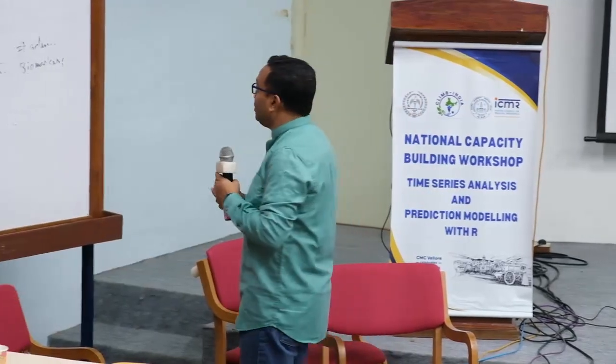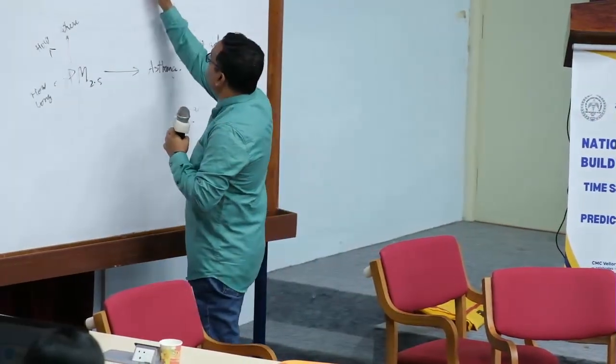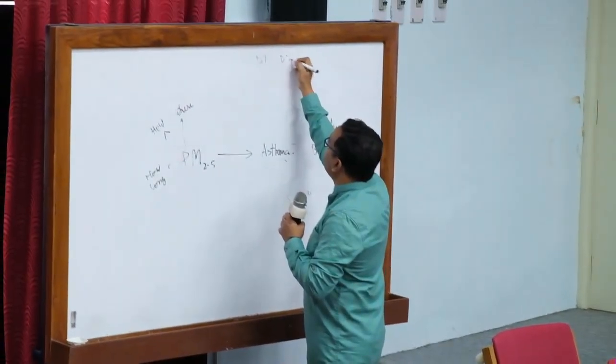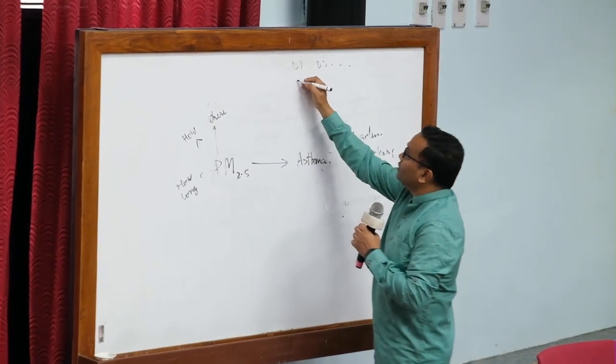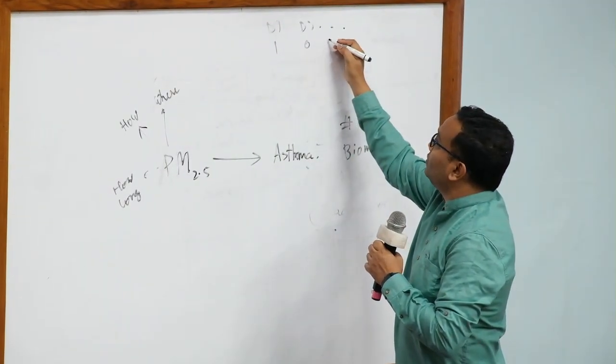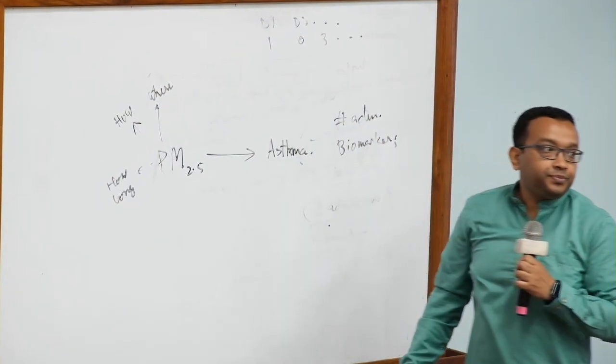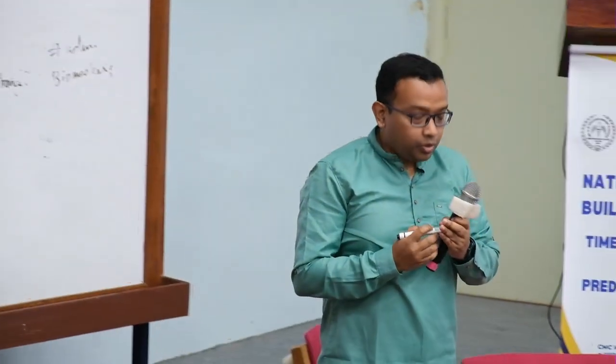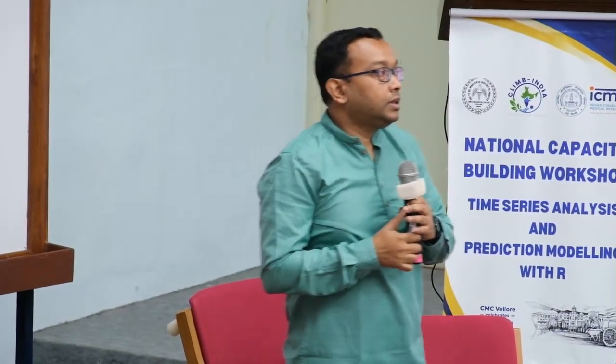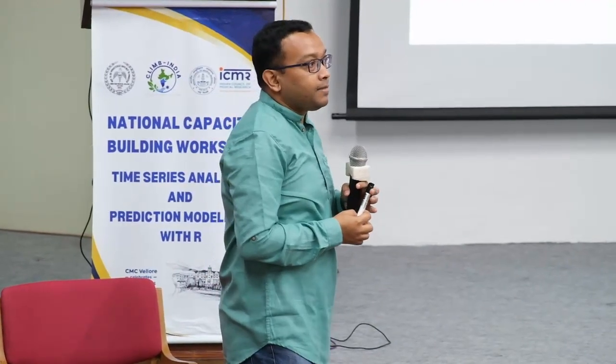Because admissions now, you have got number of admissions for day 1, day 2 and so on. Right? So you have got numbers. So maybe 1, 0, 3. So what will be the PM2.5 exposure that is relevant for this research question? What do you want to see?